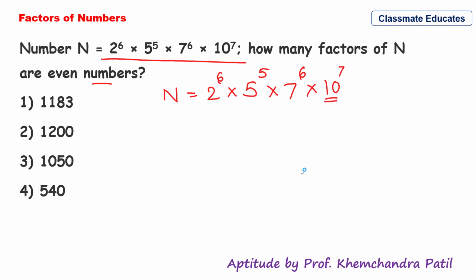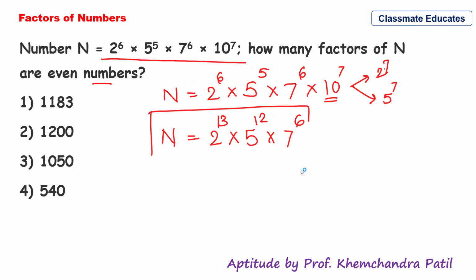Now only 10 raised to 7 को split करना पड़ेगा. 10 raised to 7 can be written as 2 raised to 7 into 5 raised to 7. So सीधा मैं अभी इसको लिख रहा हूँ. 7 and this 6 added together, so 2 raised to 13. 5 and 7 added together, then 5 raised to 12. Then 7 raised to 6. So ये मिल गया मुझे. This is new n. Okay.